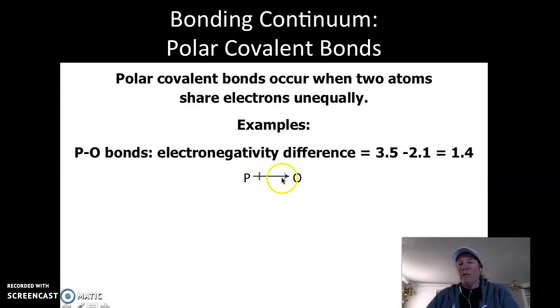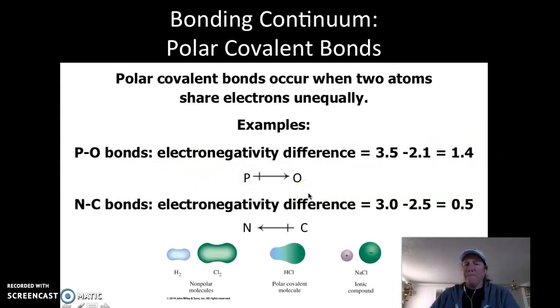When you draw it out, you always point toward the more negative one. So oxygen is 3.5, phosphorus is 2.1. Subtract the difference, it's 1.4, so you know it's a polar covalent bond. And again, here we have nitrogen and carbon, and the difference is 0.5. That is also a polar covalent bond. They're not sharing the electrons equally.